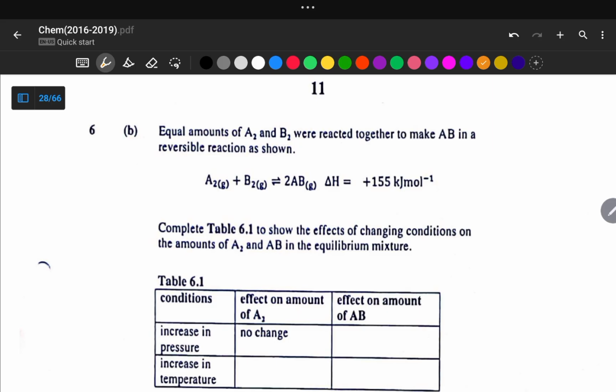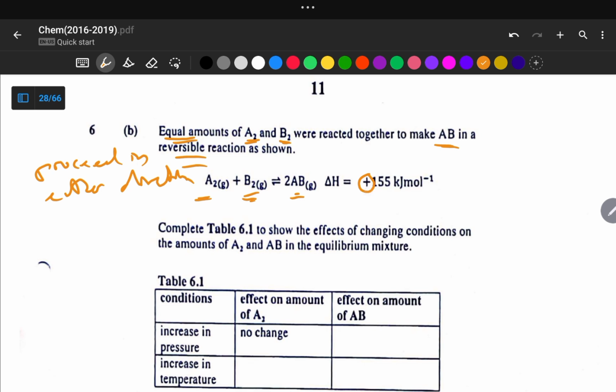So number 6B says equal amounts of A and B were reacted together to make AB in a reversible reaction, right? So we define a reversible reaction as a reaction which proceeds in either direction. So we are having A, and then B, and then here is AB, and the reaction is endothermic, right?